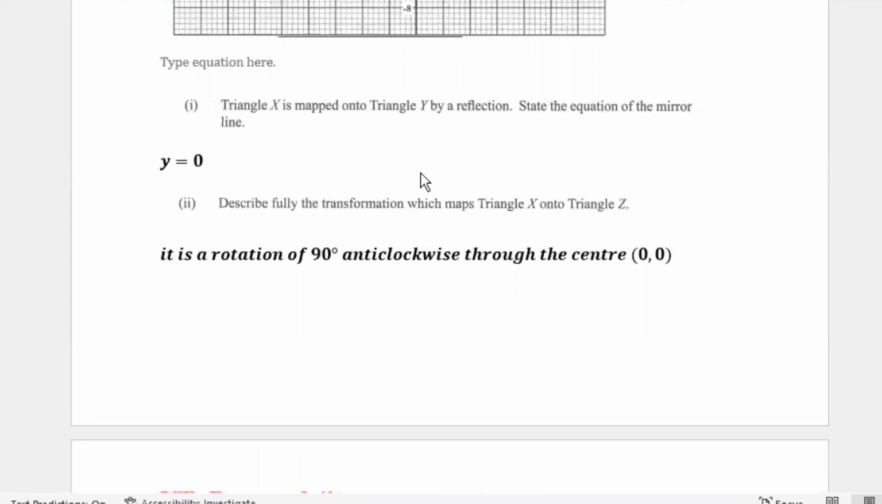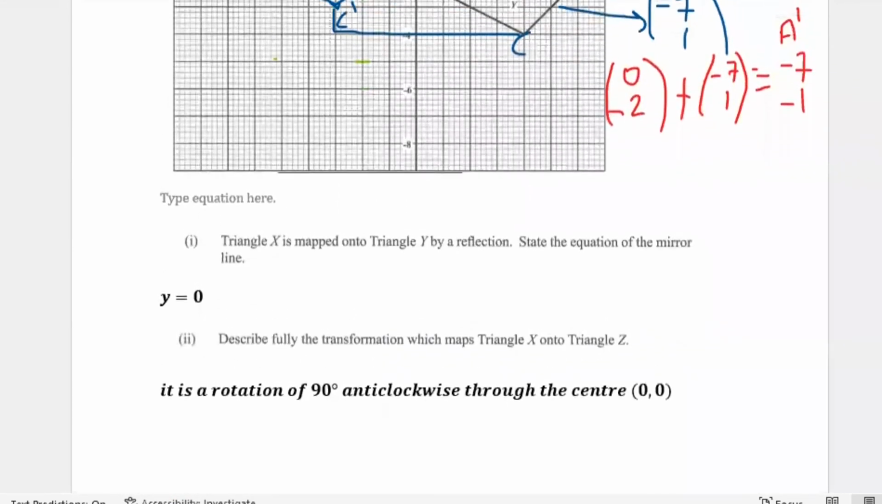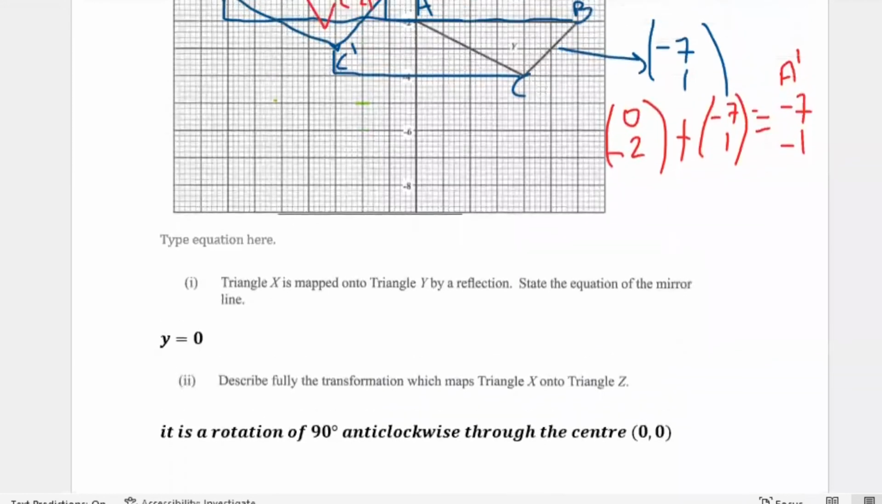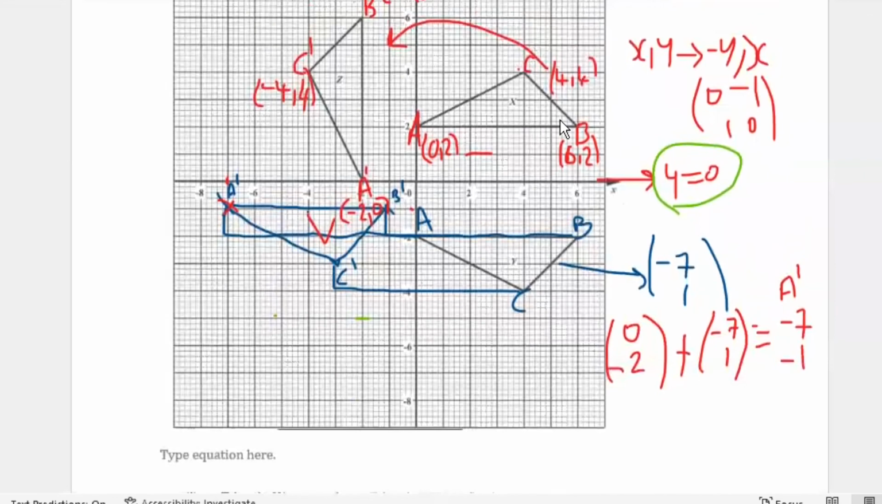In this case, this one is pretty easy compared to previous years because the center of rotation is the origin, which is 0, 0, and your scale factor is 1/2, which means that all you're required to do is multiply each point on your object, which is triangle X, by 1/2.